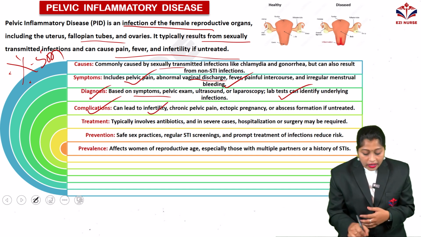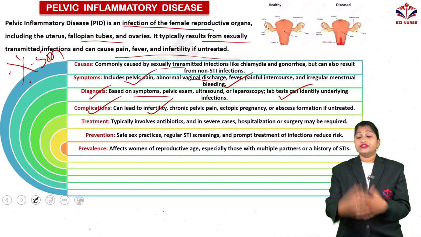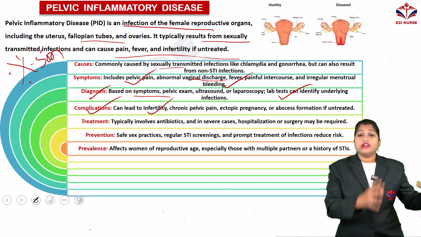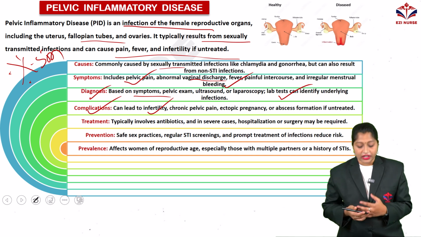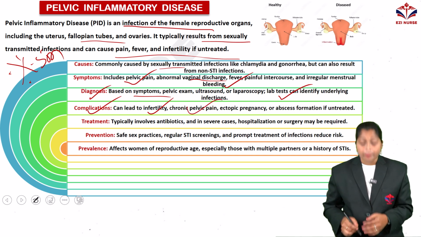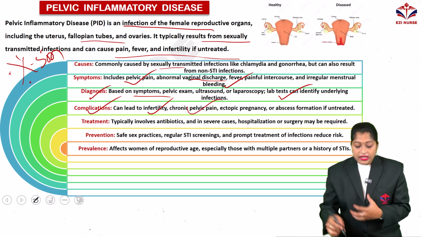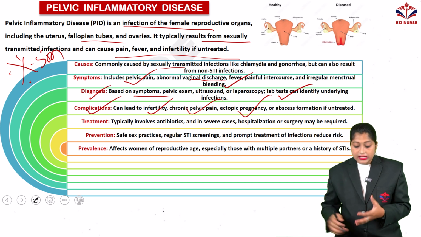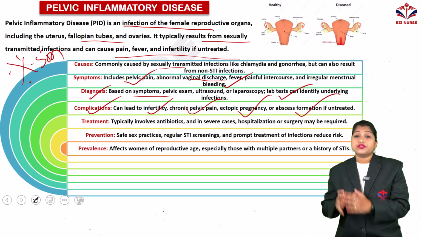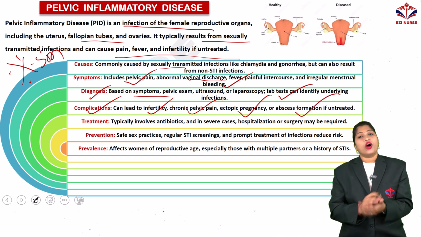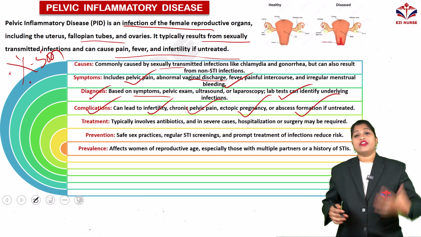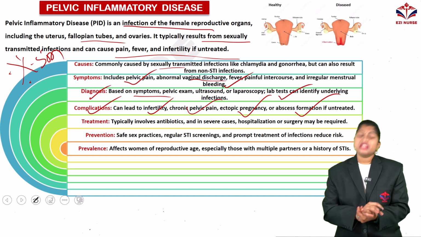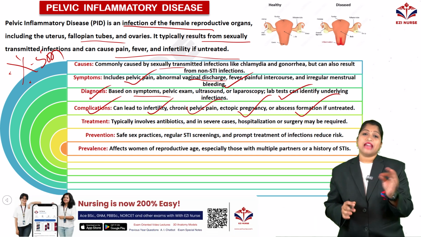It can lead to infertility. As I just told you, if the pelvic inflammatory disease is not treated in the earlier stages, it can lead to infertility. It can lead to chronic pelvic pain in women. You can see ectopic pregnancies, abscess formation or pus formation if it is not treated. These are certain complications that can occur if pelvic inflammatory disease is not treated in time.